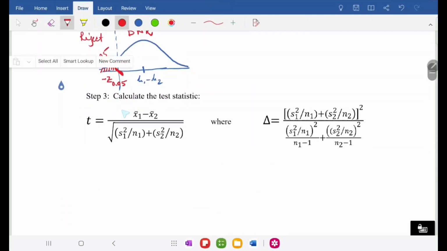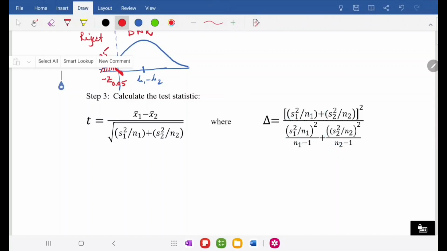Okay, now step 3 is calculate the test statistic. That's the evidence part of it. So here, if you remember again from the lecture slides, the degrees of freedom is a little bit complicated. It goes with this formula. So to find the degrees of freedom, although we won't need it for this particular step, when we find the critical value and when we also find the p-value, we will need to know what the degrees of freedom is.